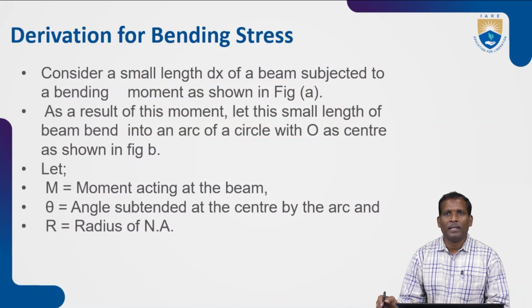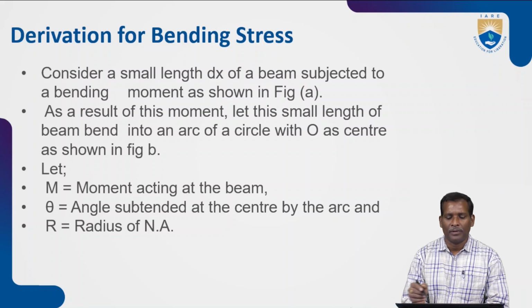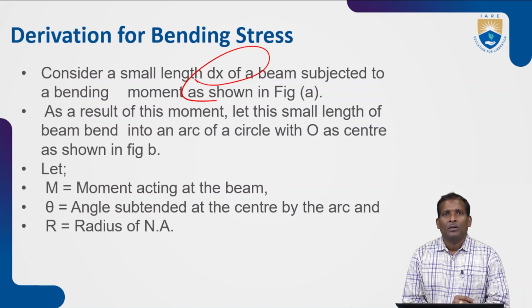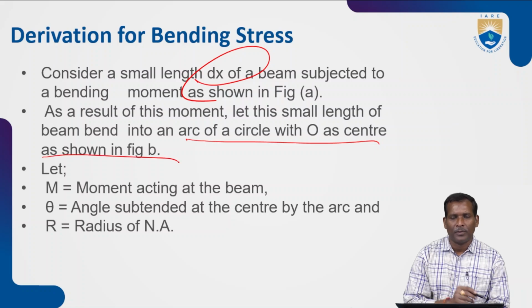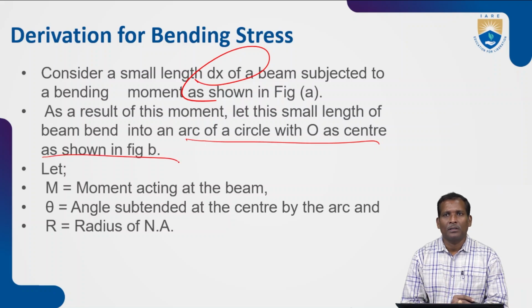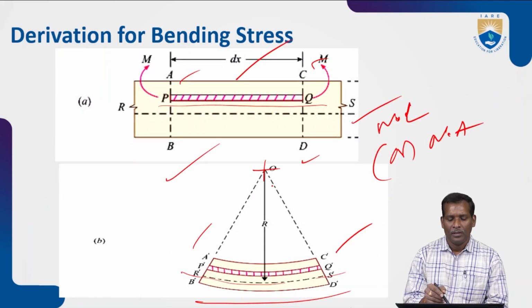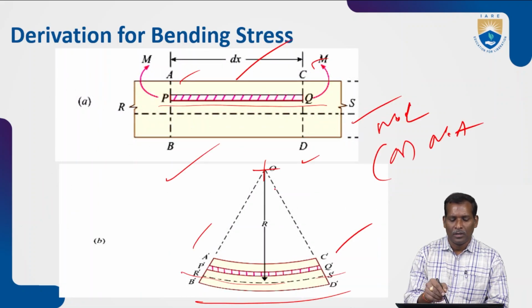Consider a small length dx of a beam subjected to a bending moment as shown in the figure. As a result of this moment, let this small length of beam bend into an arc of a circle with O as the center, as shown in the figure. So this is the arc of the circle.